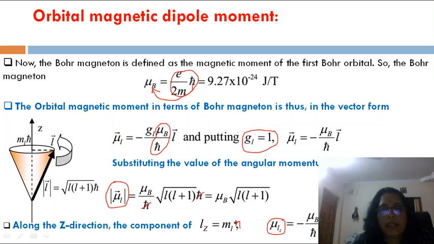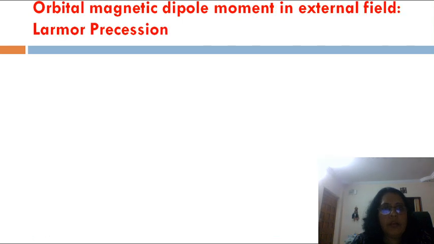Okay, and Lz is equal to ml ħ, and therefore μz = −μB ml. This is the magnetic moment along the Z direction. This is the magnetic moment originating due to orbital motion, along the L direction. It is the L direction. It is the Z direction.